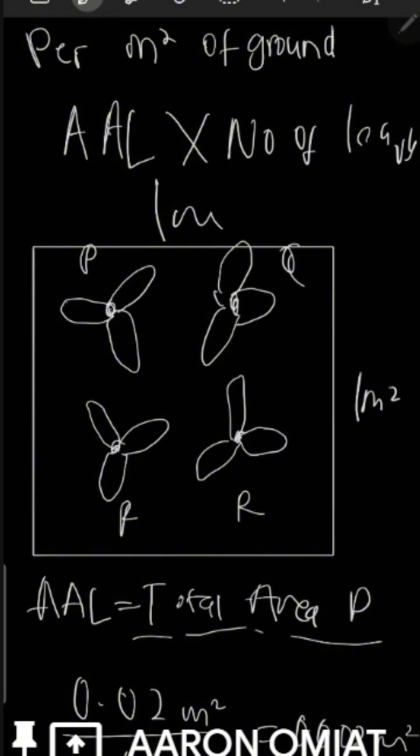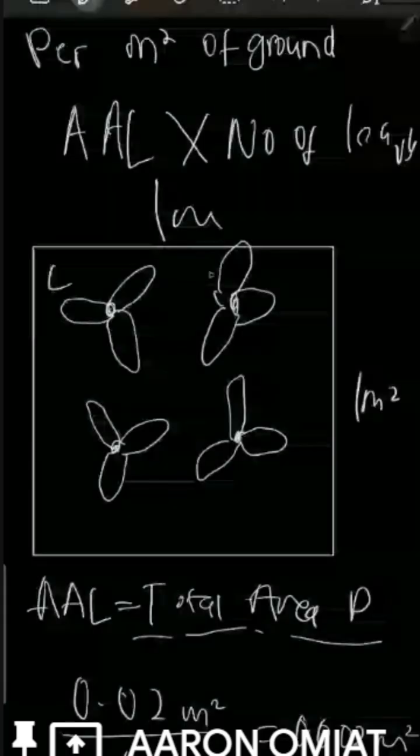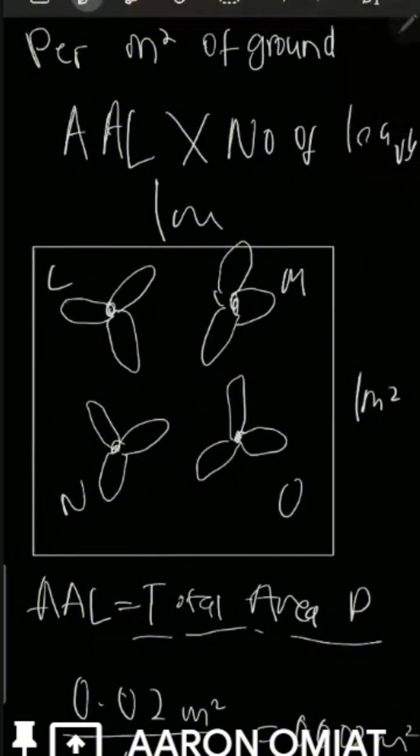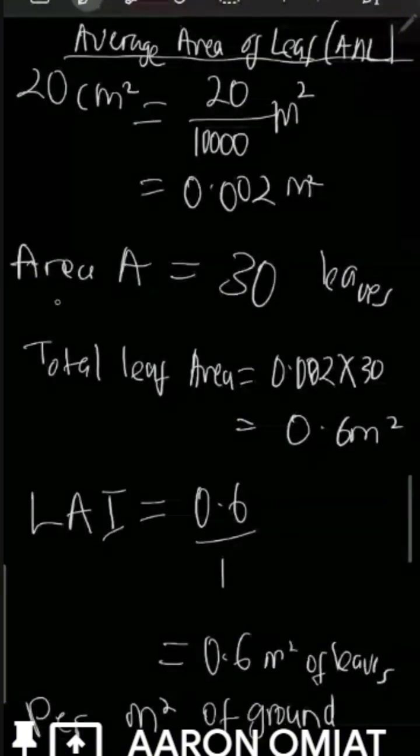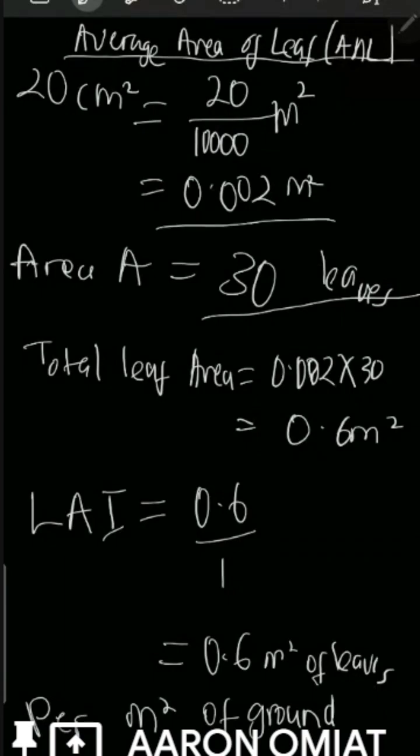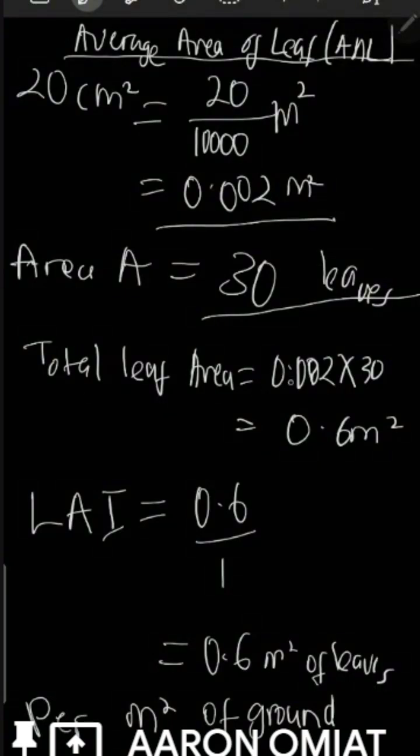Then we go back to the field, sample maybe a different area. Now let's say we sample an area with plants, maybe L, M, N, O. And we count the total number of leaves here, which ends up maybe being 30, right? In this area, 30 times the average area of a leaf. This is a calculation I was doing here. So area A had 30 leaves. We know that our average area of a leaf is 0.002 meters squared. So our total leaf area is 0.002 times 30, which gives us 0.6 meters squared.